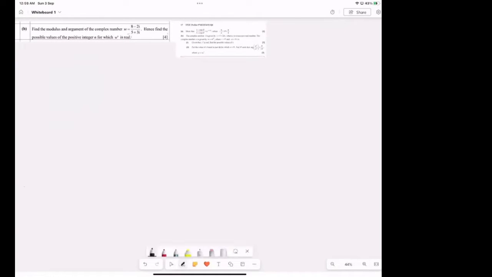So B: find the modulus and argument of the complex number. We have w equals (8 minus 2i) over (5 plus 3i). We want the modulus and the argument of the complex number, hence find the possible values. It's a very standard kind of question actually. Let's do the easy part first. Mod w, we learned it earlier already. It's just mod (8 minus 2i) over mod (5 plus 3i).